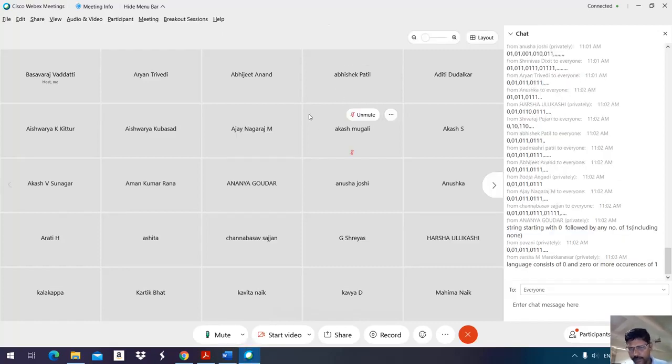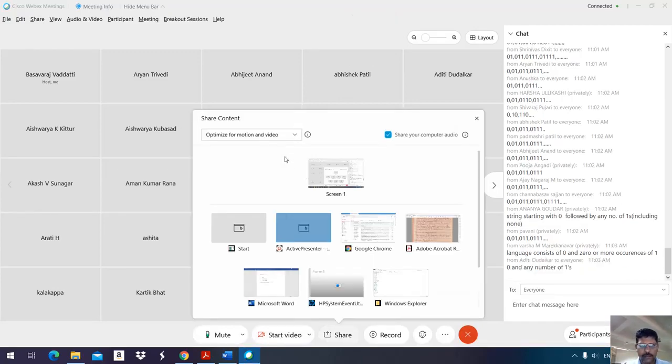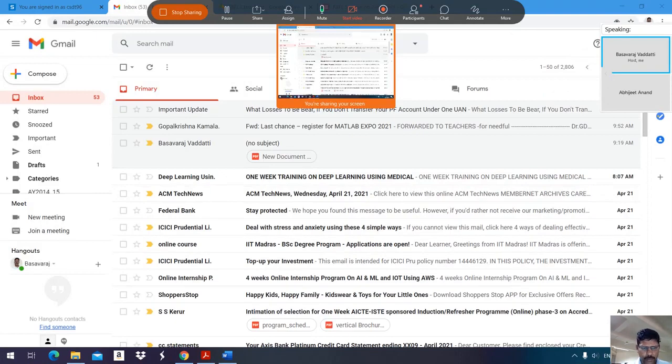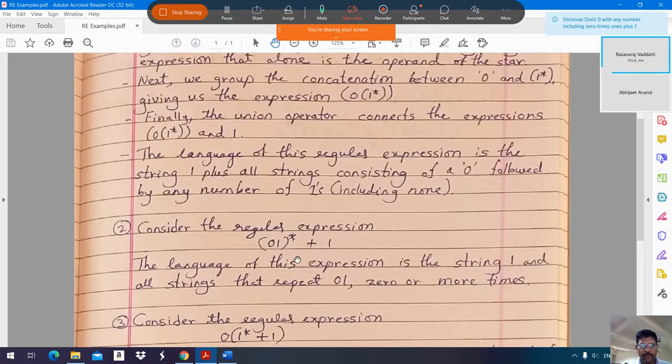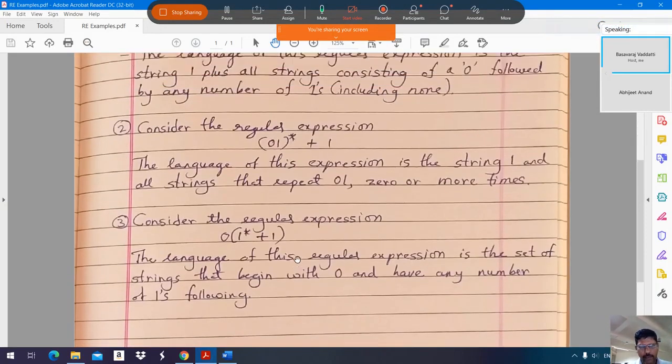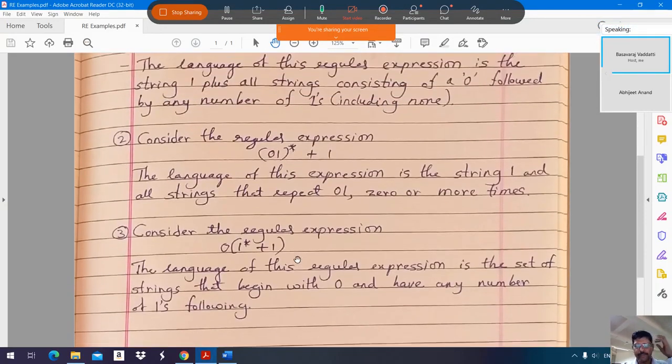Okay, that is fine. As you can notice here, the third one, the language of this regular expression is the set of all strings that begin with a zero. The most important thing you can notice is that they begin with a zero and have any number of ones.